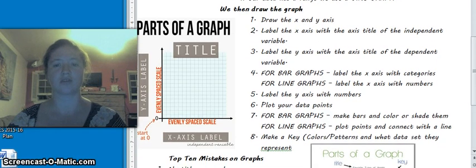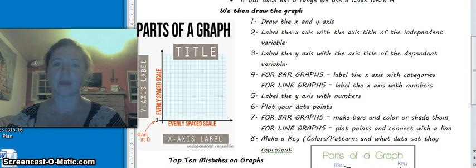So how do you make your graph? Now much of this should be very, very familiar as you've gone through math and science for the last 8 or 9 years. However, I found there's a lot of things that people forget. So the very first step you do is you draw your X and Y axis. So you actually draw your line down and across. Then you want to label your X axis. Okay, that's down here with the title of our independent variable. And then label the Y axis with the title of the dependent variable.